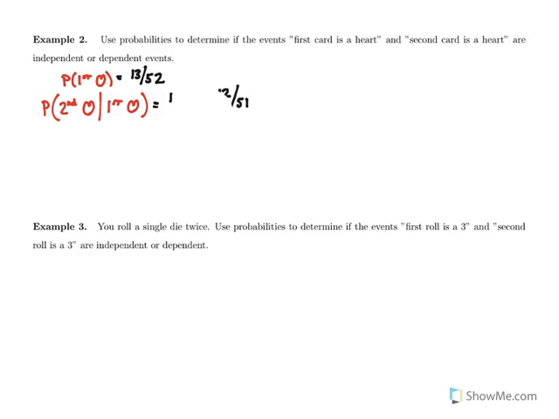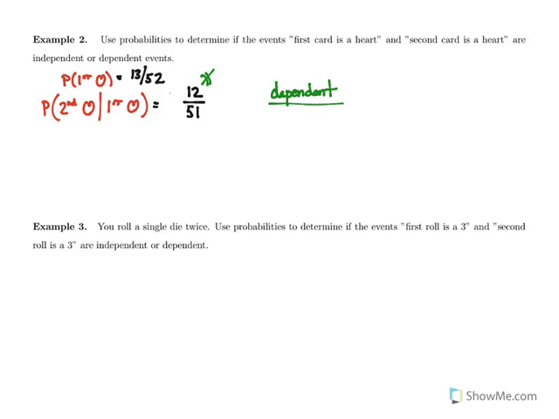Sorry, that's the probability of both being true. Here, we're just going to have the probability that the second card is a heart. We know there is one less card in the deck and one less heart. So there is a 12 out of 51 chance that the second card is a heart. These two things are not equal, so therefore our events are dependent.